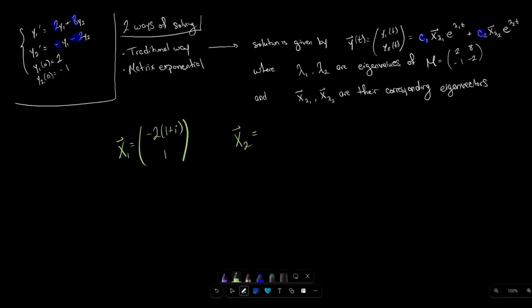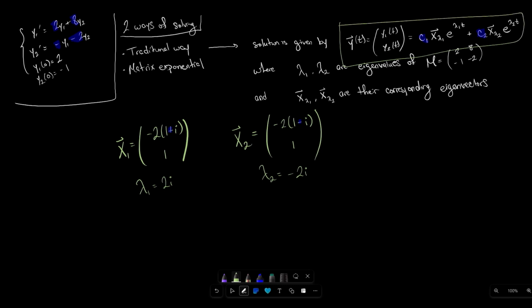The second eigenvector, because everything is real valued in my original ODE, has to be the complex conjugate, which means all I do is I'm changing the plus sign here to a minus sign there. And now I have my eigenvectors. My eigenvalues were lambda 1 is 2i, lambda 2 is negative 2i. You can see that those were also complex conjugates of one another. So jumping up to the solution formula, we have everything we need.